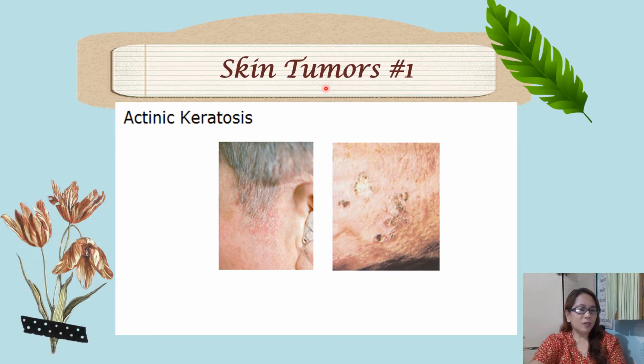So moving on to the skin tumors, we have what we call the actinic keratosis. This is a rough, scaly patch on the skin that develops from years of sun exposure. It can often be found in the face, in the lips, in the ears, in the forearms, in the scalp, in the neck, or at the back of the hands.